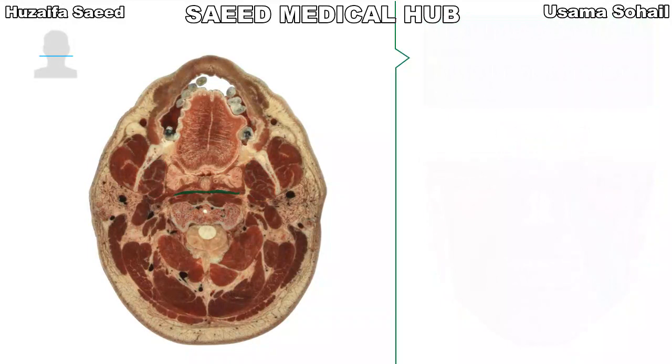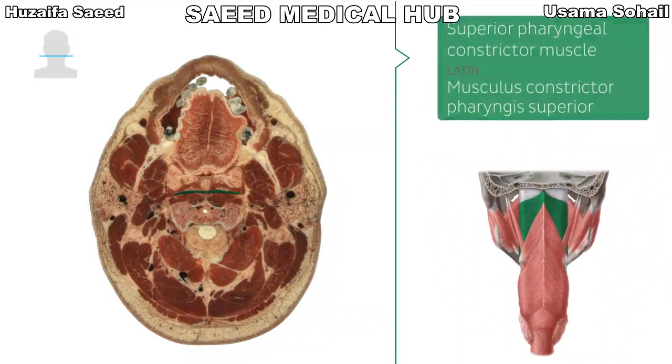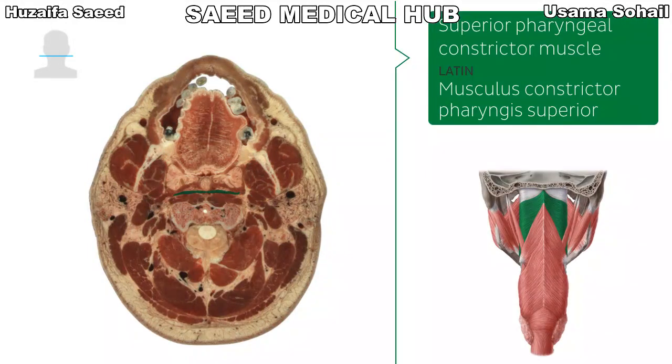In between the two medial pterygoid muscles is the superior pharyngeal constrictor muscle. There are actually two of these muscles, but in the cross-section it looks like there's only one, because they join together in the middle of the pharynx at the median raphe. These muscles help with the passage of a bolus of food down the esophagus.